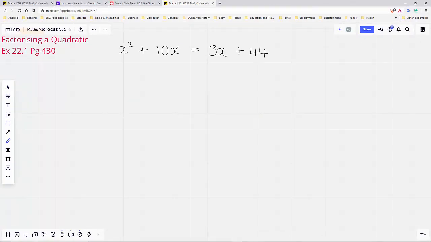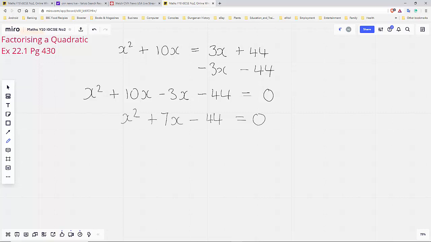So the first thing we have to do here is to rearrange the terms so that we have 0 on the right hand side. To do that I need to get rid of the 3x by taking away 3x, and the 44 by taking away 44. So we'll now end up with the following: x squared plus 10x minus 3x minus 44 equals 0. And that'll boil down to the following. Let's have two brackets like we've had before. x in the first and x in the second to get the x squared.